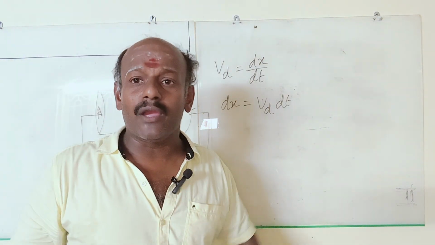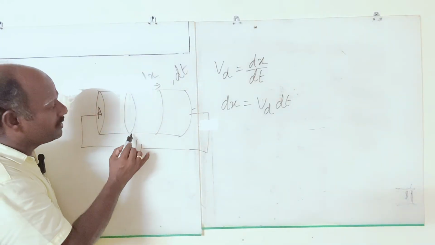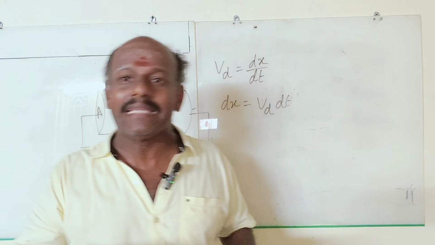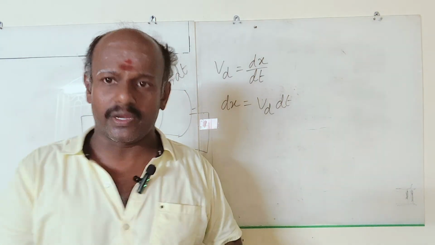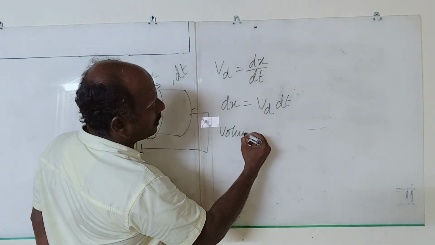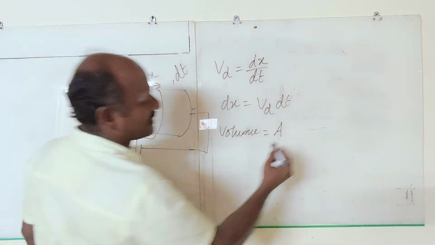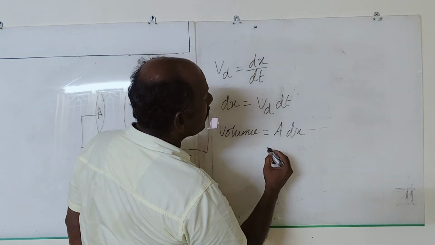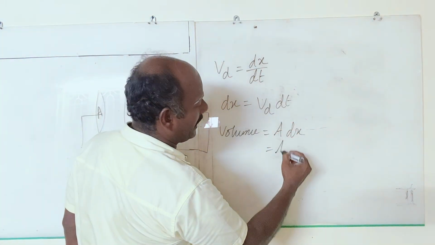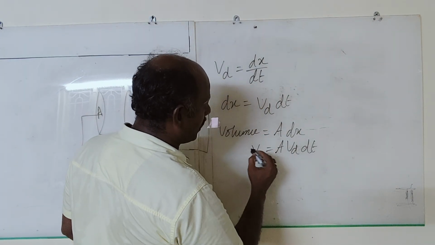Now I would like to find the volume of this portion. The volume is nothing but area times length. What is the length? The length here is dx. Instead of dx, I can write vd into dt. That is, volume is equal to A into vd into dt.